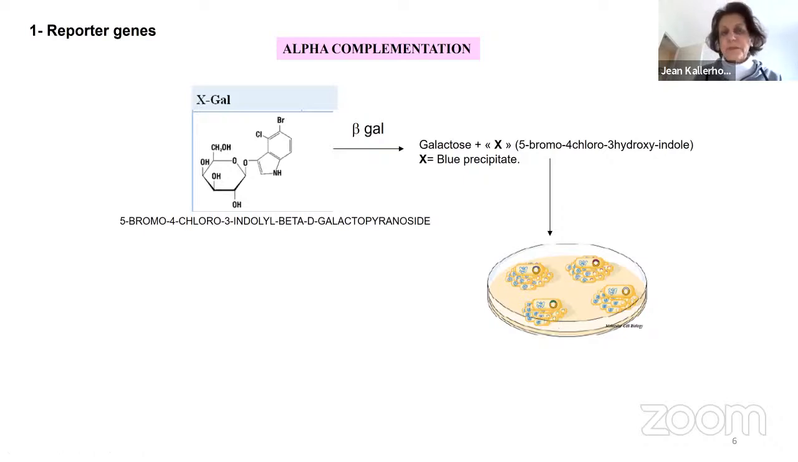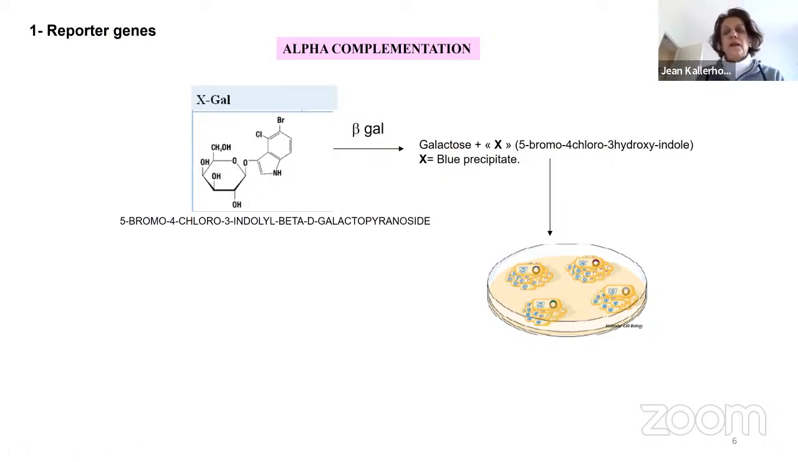Right? So what you need to remember is that here you have a substrate called X-gal. It will be converted by beta-galactosidase. We saw this enzyme last time in the lactose operon. This enzyme will cleave X-gal to give you galactose plus X. Okay, so it will cut here. And the X will be blue. So therefore the colonies will become blue.